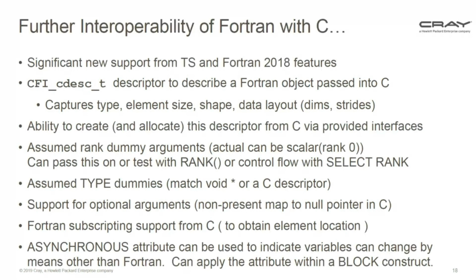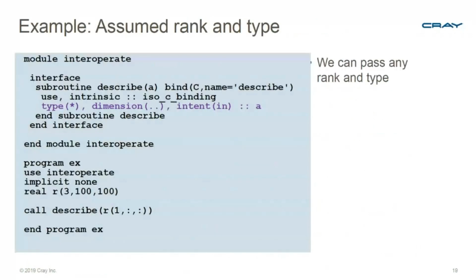So as I said, some of these slides are list-based in features, but we've got little examples to make it a bit clearer. So here's the first example. If you look down to the program, it's declaring a real array R with dimensions 3, 100, and 100, and it's passing that array into a C routine. So it wants to pass into a C routine, which means we have to create an interface to describe the interface between Fortran and C.